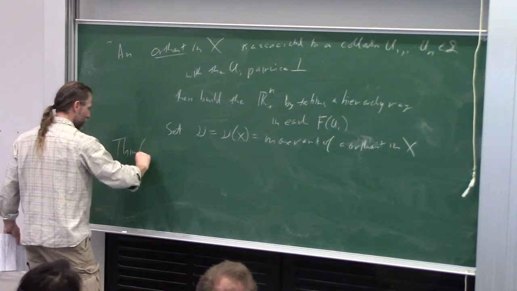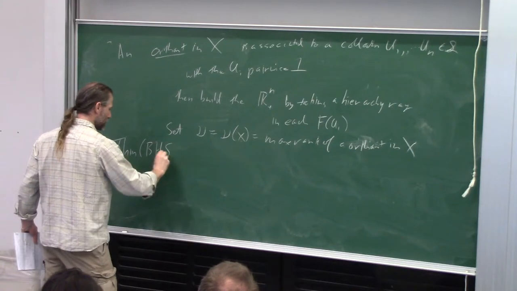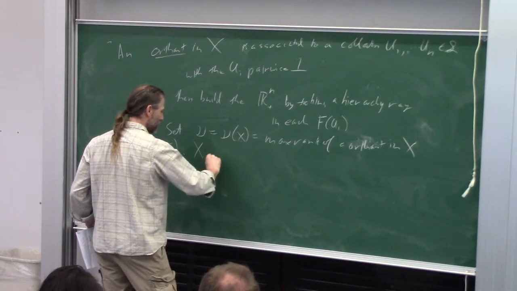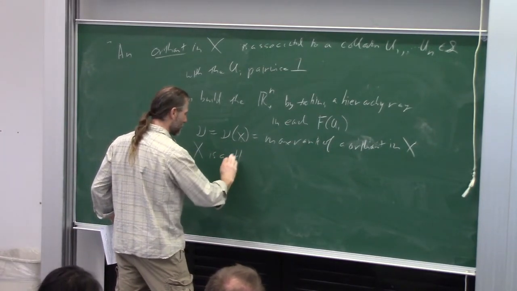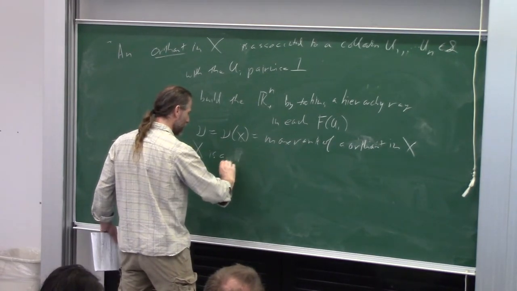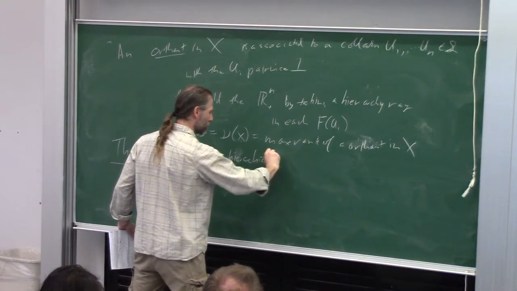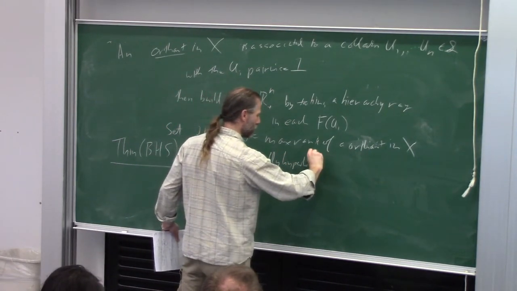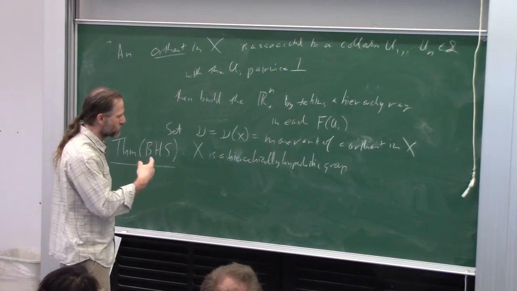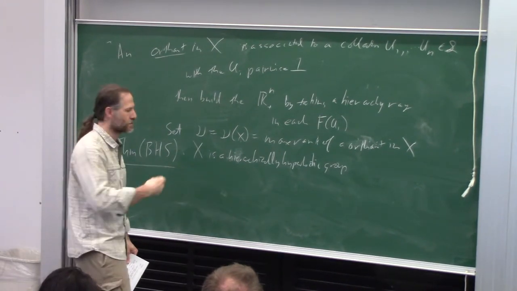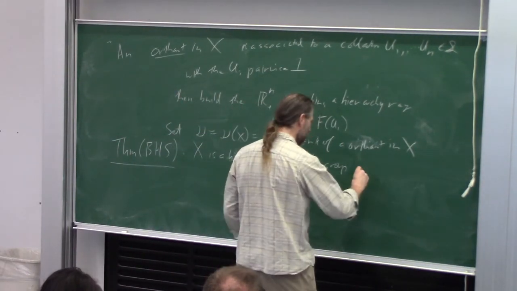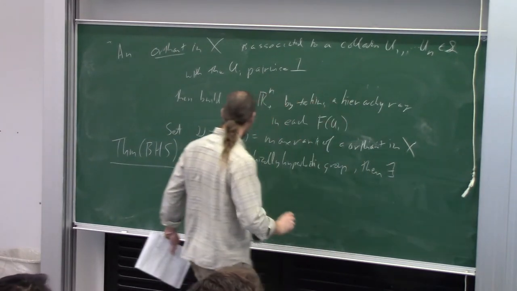So our theorem is the following. If X is a hierarchically hyperbolic group, there's a mild technical hypothesis. We can prove this for most of the spaces with that hypothesis, but it works for any hierarchically hyperbolic group. So if X is a hierarchically hyperbolic group, then there exist orthogonals.